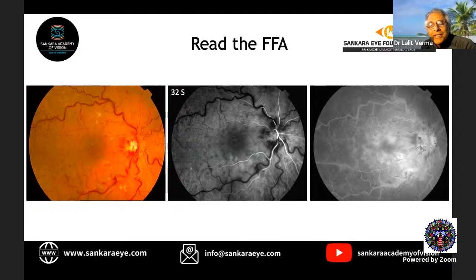If at 32 seconds it is showing veins still not filled up, we say there's a definite delay in the filling of veins. Definite delay. What next, Soini?